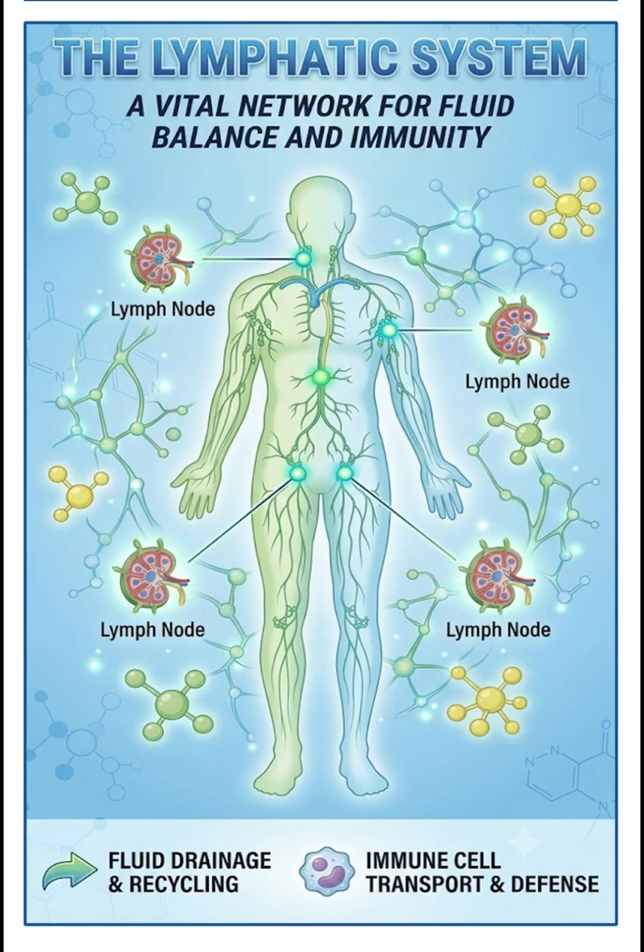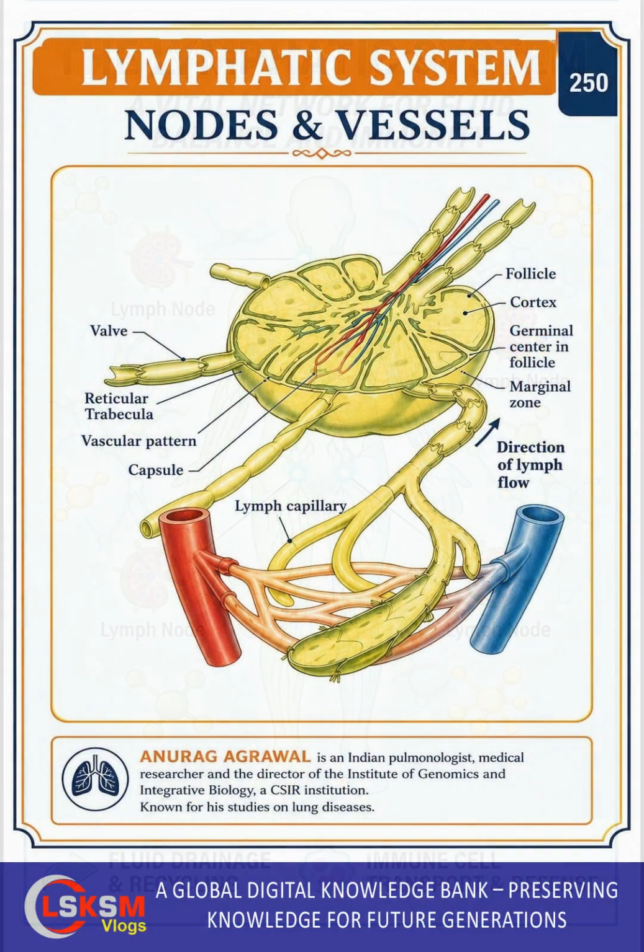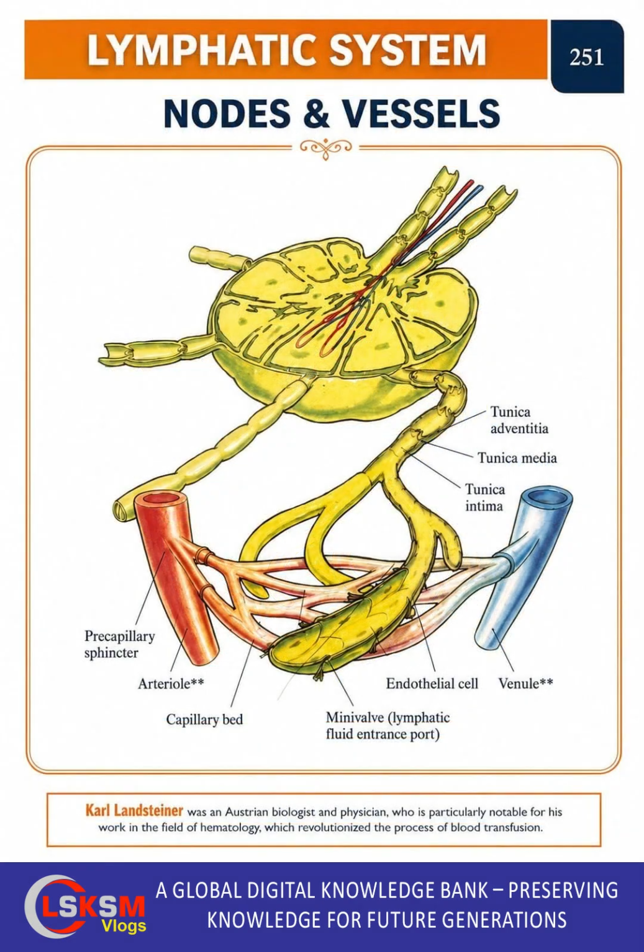Lymphatic system. Nodes and vessels. Shows the network of lymph nodes connected by lymphatic vessels throughout the body. These structures filter lymph, remove harmful pathogens, and support immune function. Illustrates the pathways through which lymph returns to the bloodstream. The lymphatic vessels help maintain fluid balance and transport immune cells.